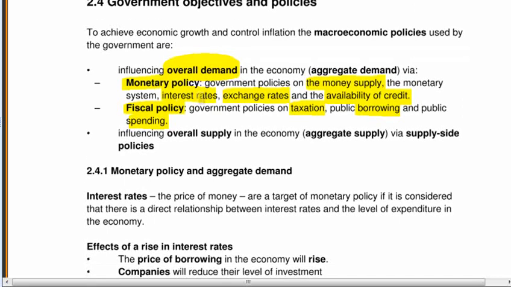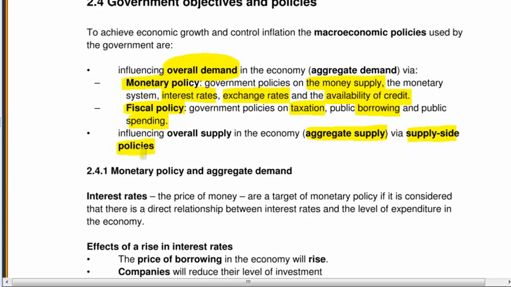The other thing they can do is they can try to influence aggregate supply in the economy. So fiscal and monetary policy would be what we call demand side policies. Anything which influences the supply side of the economy is obviously called a supply side policy. And we'll have a look at some supply side policies very shortly.